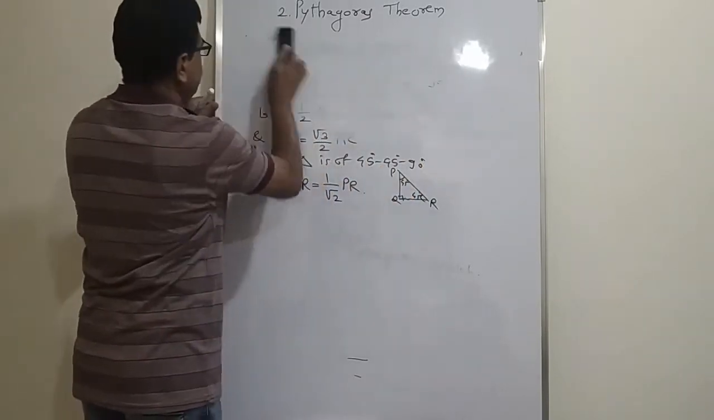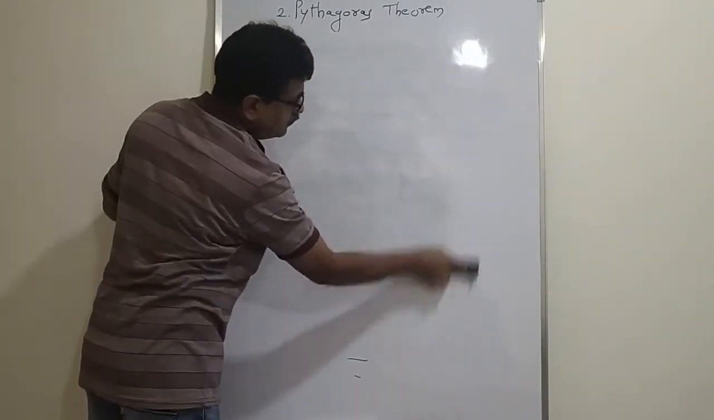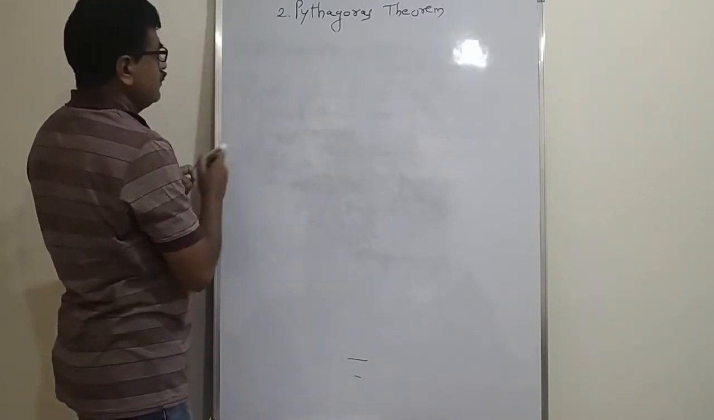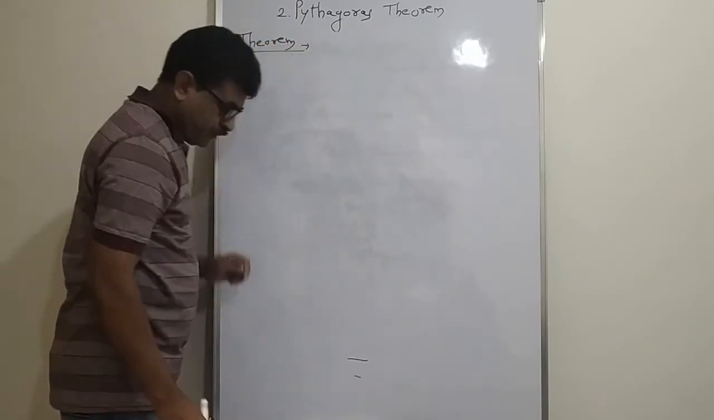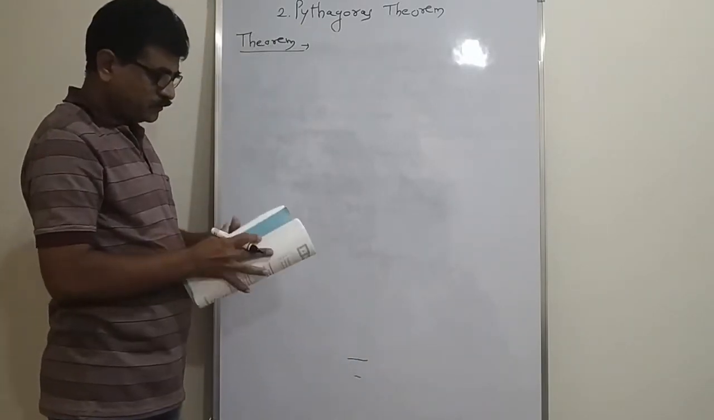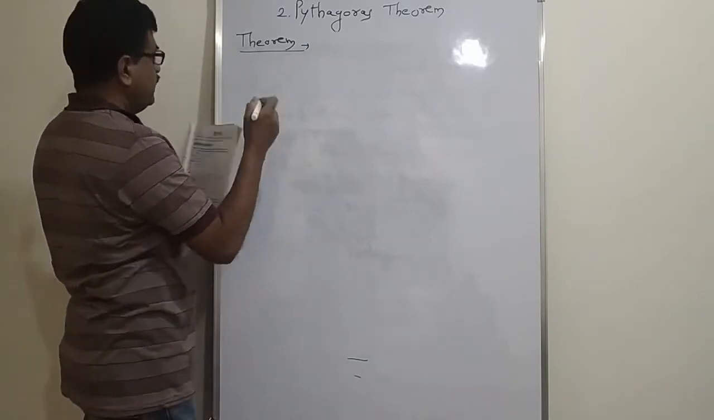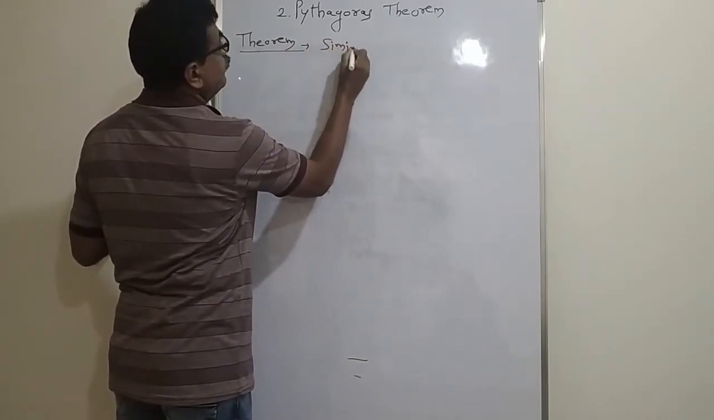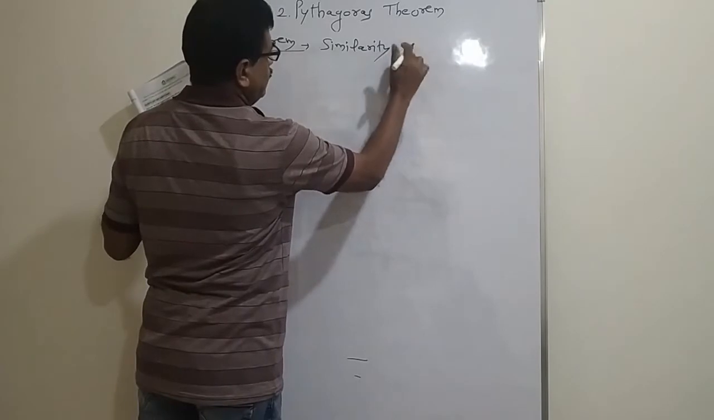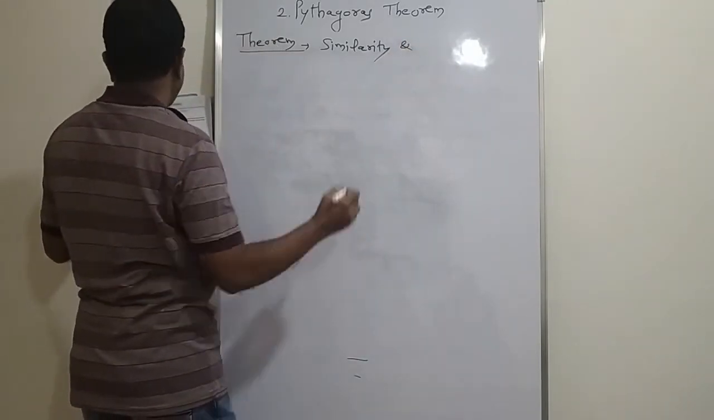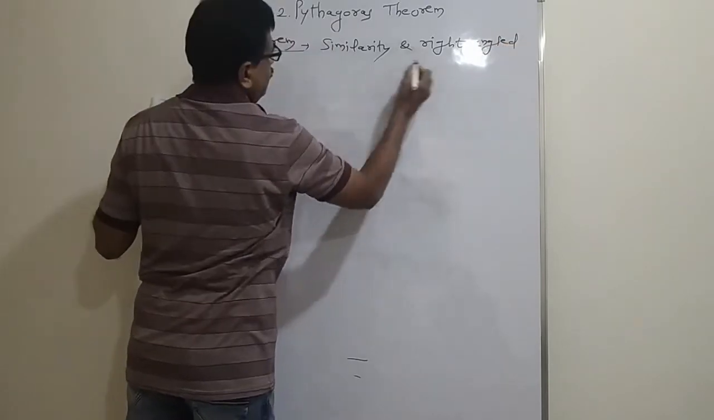Now we have to see theorems. The next point is similarity and right angled triangles.